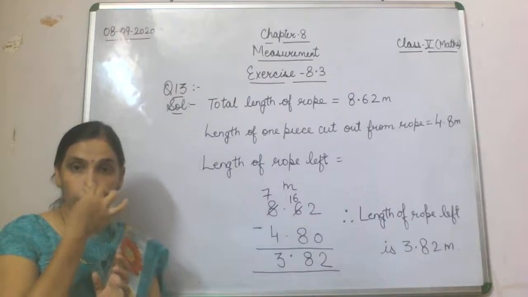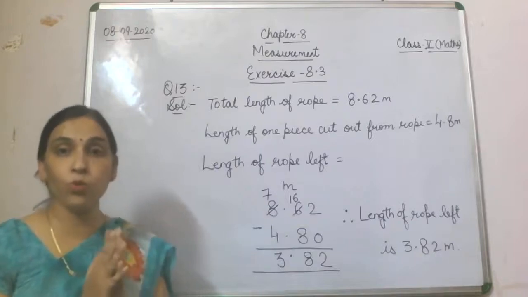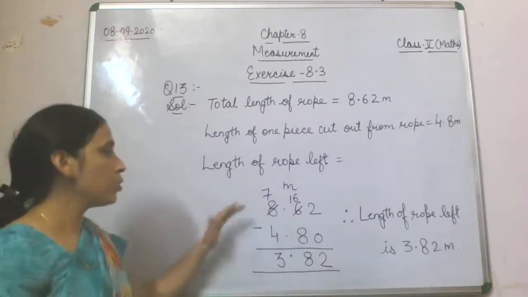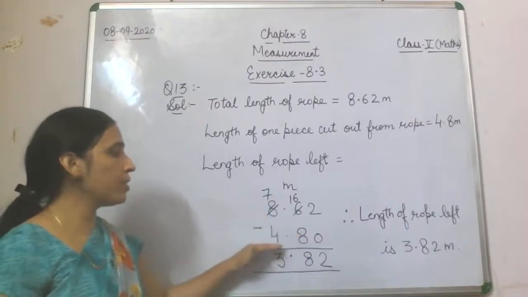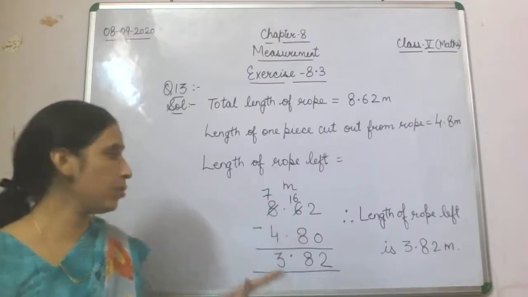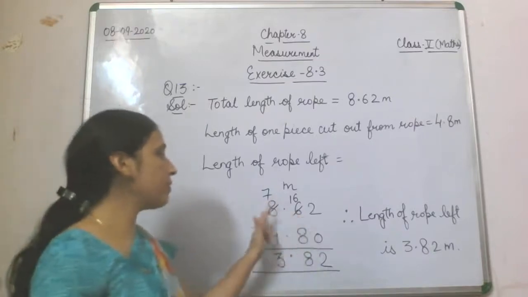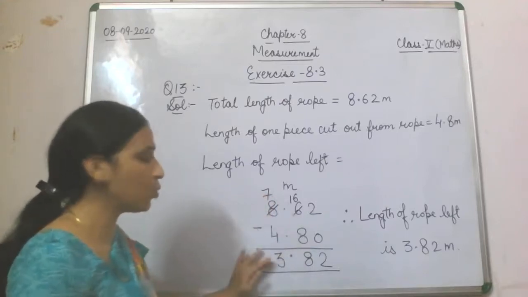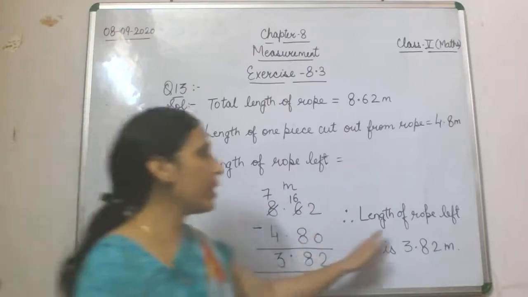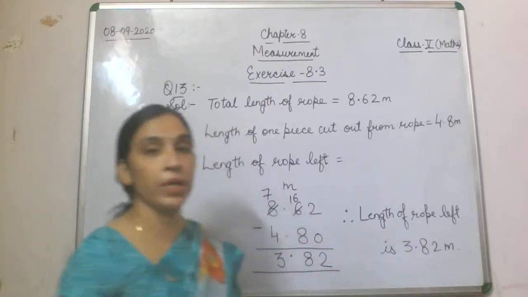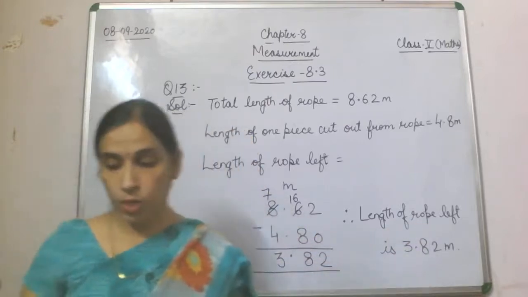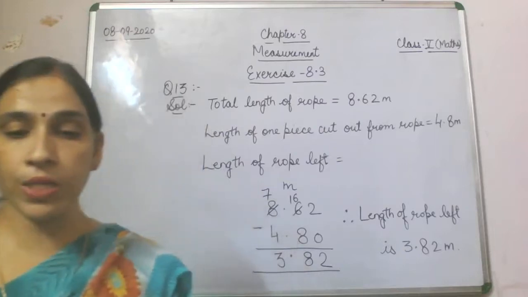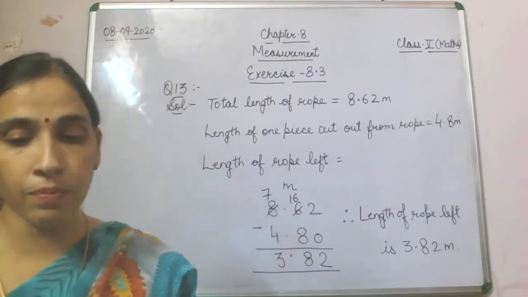Now the word left signals that you are supposed to do subtraction. So out of 8.62 we will subtract 4.80. 2, and then 6 will borrow from 8. 16 minus 8 you will get 8. 7 minus 4 you will get 3. Therefore the length of rope left is 3.82 meter. So with this we have completed our question number 13.